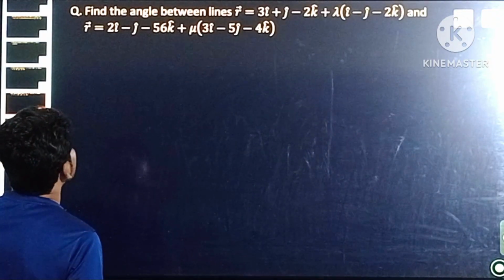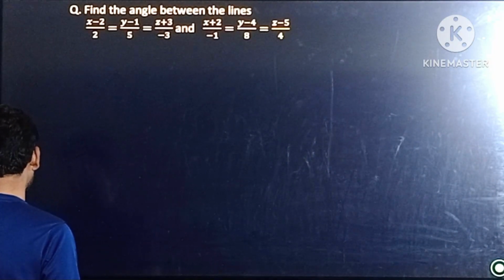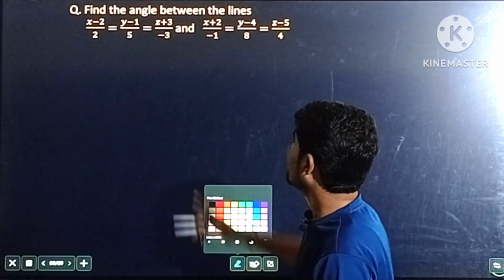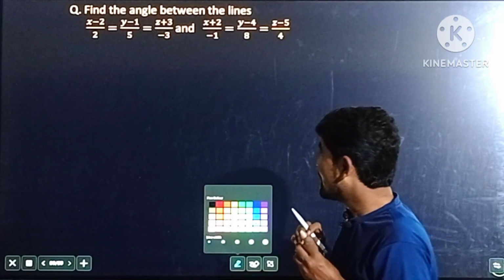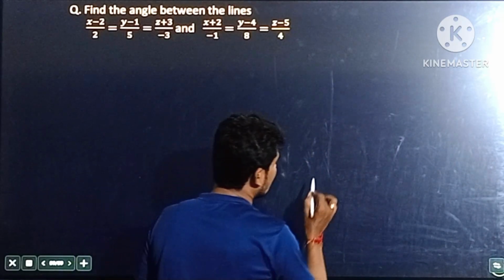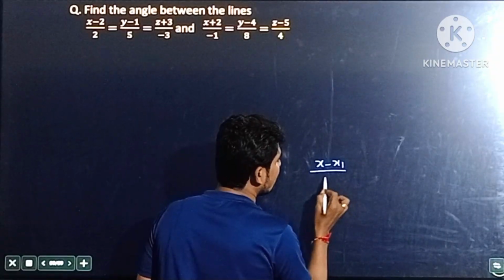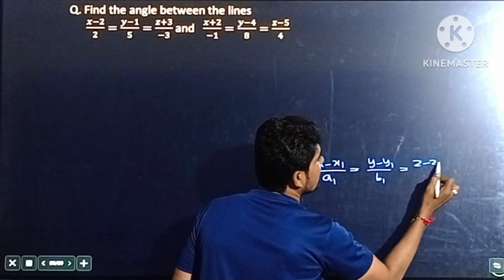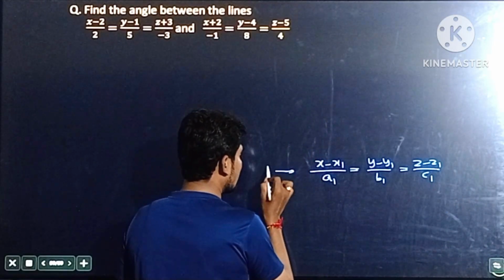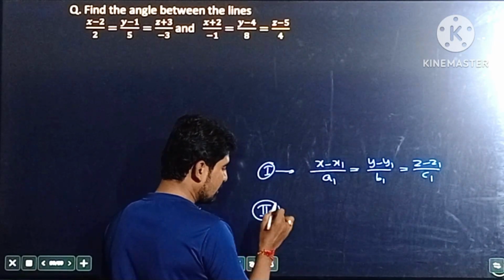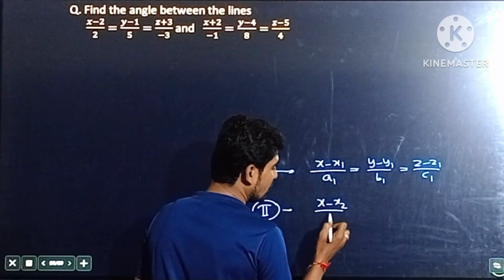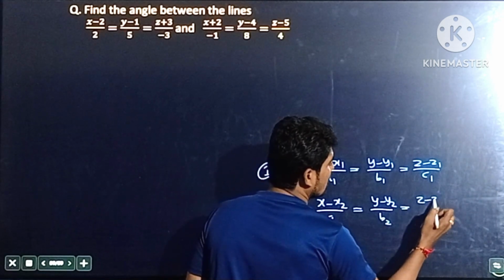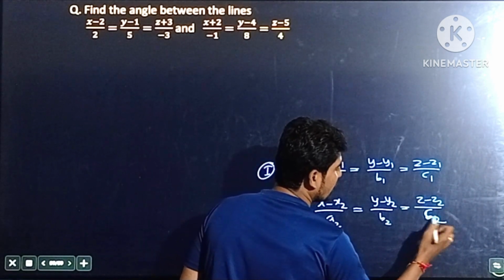And the next question is, find the angle between the lines. So in this question also we need to identify the angle between the lines. But here he has given the Cartesian equations of the lines. As you know, the Cartesian equation of the line is x minus x1 divided by a1, y minus y1 divided by b1, z minus z1 divided by c1. So this is the first line, and the second line equation is x minus x2 divided by a2 equal to y minus y2 divided by b2 equal to z minus z2 by c2.